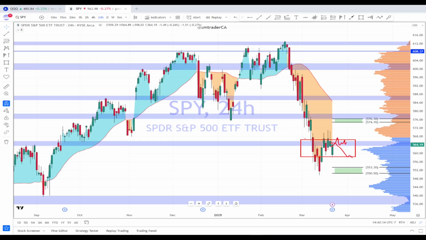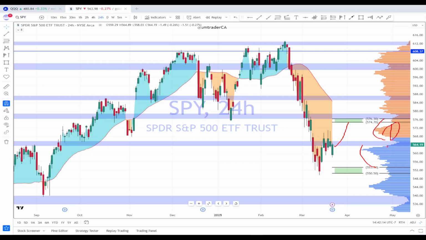retrace back to the bottom of this balance area and possibly do a break and come down to this lower range. And that's basically what we're going to be watching out for in the coming week, to see will the price be able to come up to this balance area or will it come back down to this balance area.